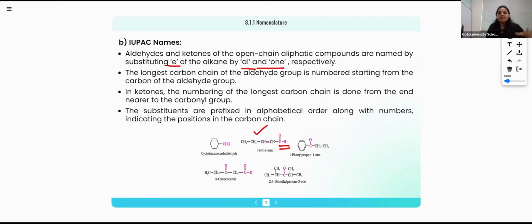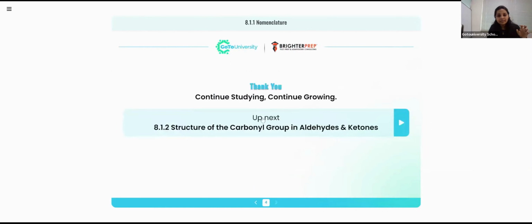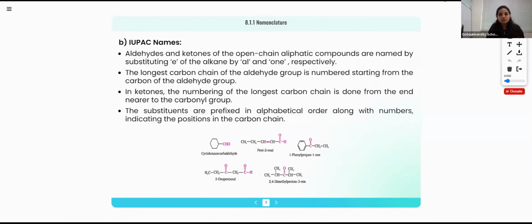Okay. Then next one, how will you name these? Carboxylic acid. How can you give a name for the carboxylic acid? The same thing we have to do, but the difference is it will be the alkane, remove E and add oic acid.